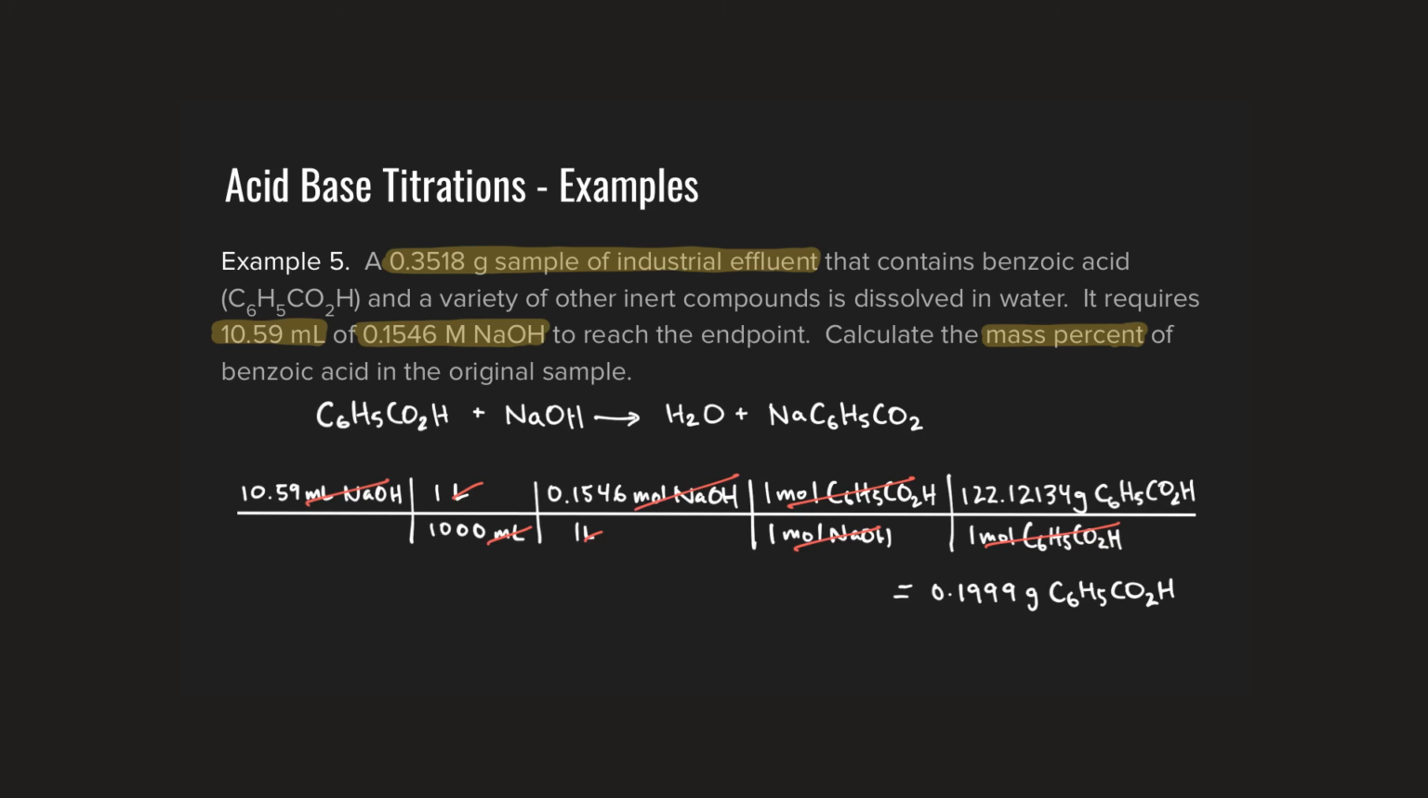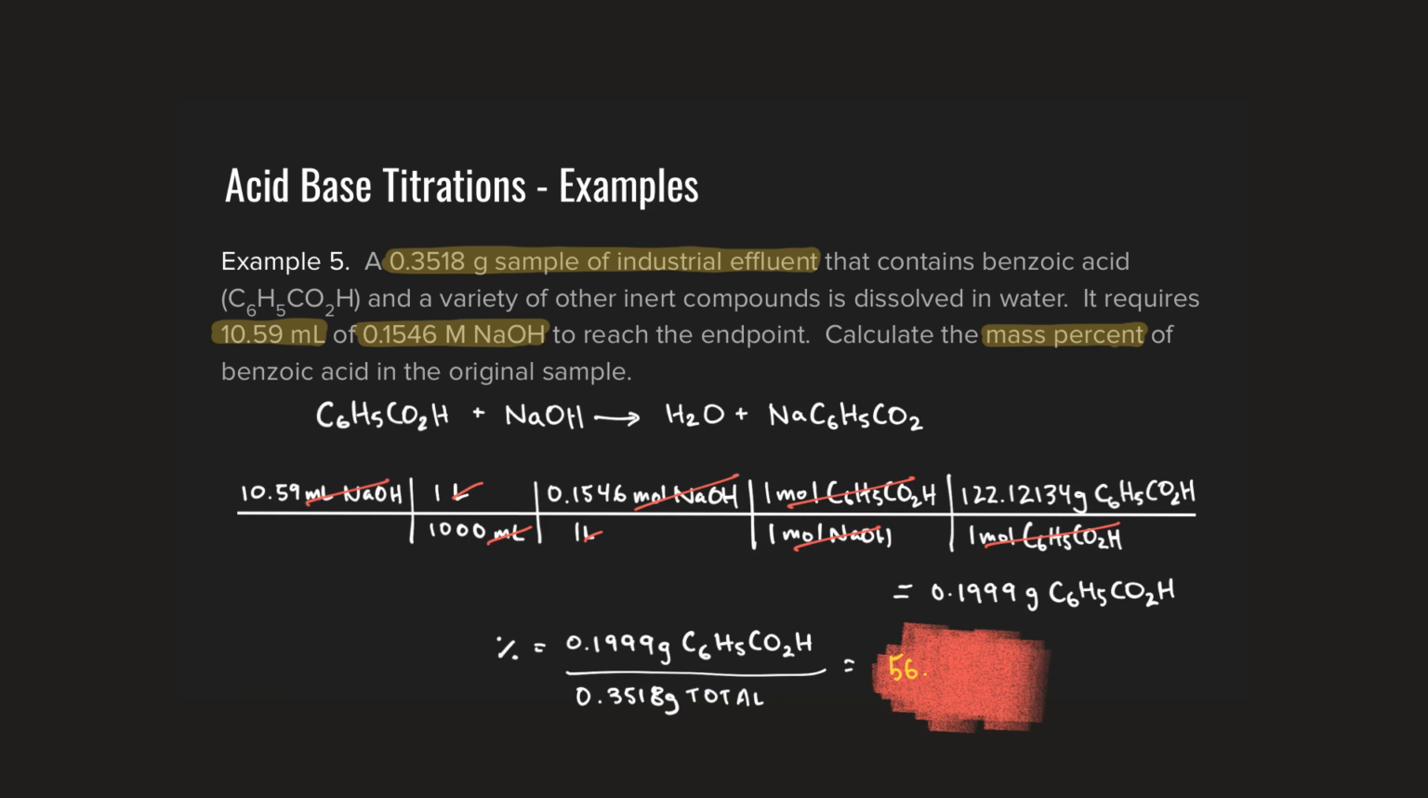And again, if I'm finding a mass percent, all it is the mass of the component we're looking at as a ratio to the mass of the sample as a whole, expressed as a percentage. So I'll divide my 0.1999 grams of my benzoic acid by the entire sample mass of 0.3518 grams, multiply that by 100, and I come up with an answer here of 56.83% benzoic acid. So again, kind of clever analytical chemistry tool here.